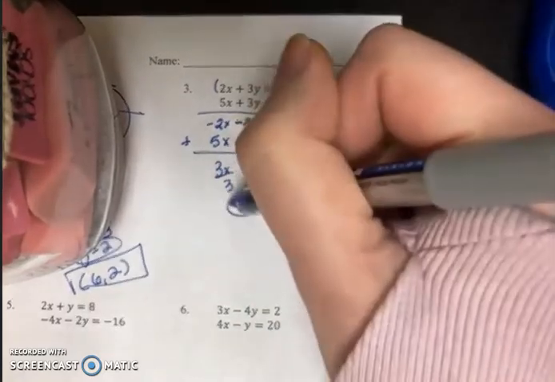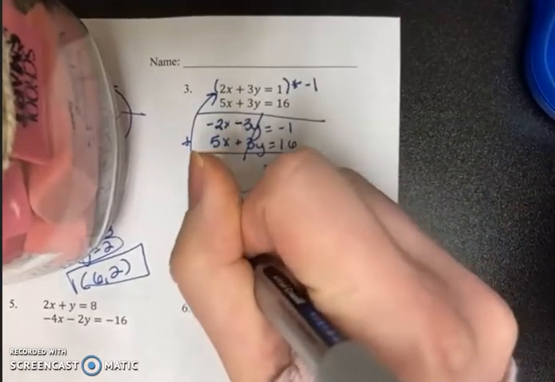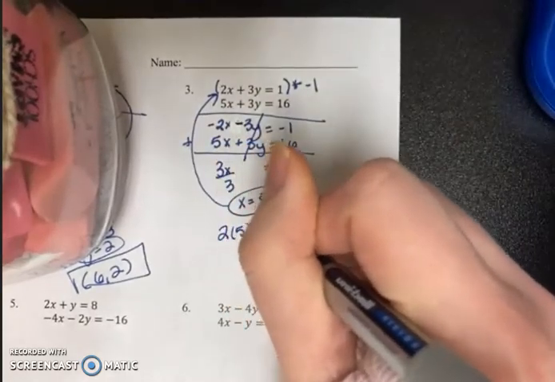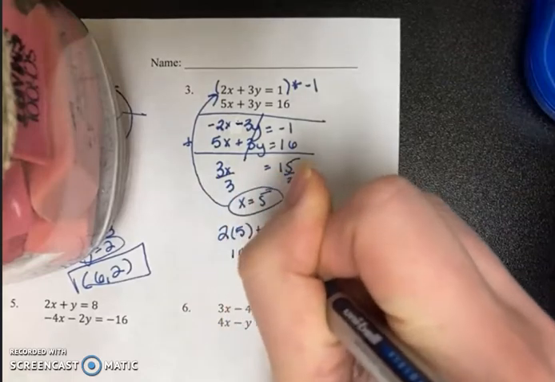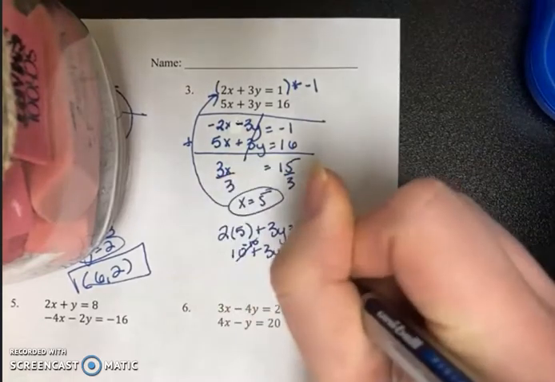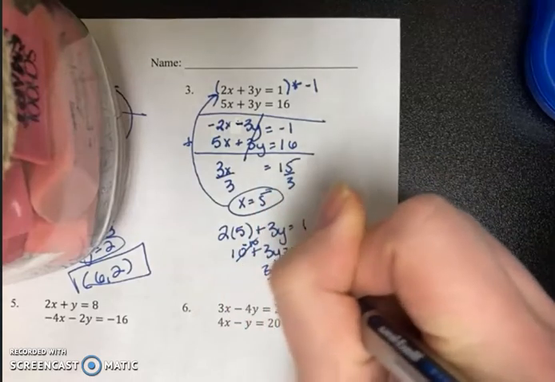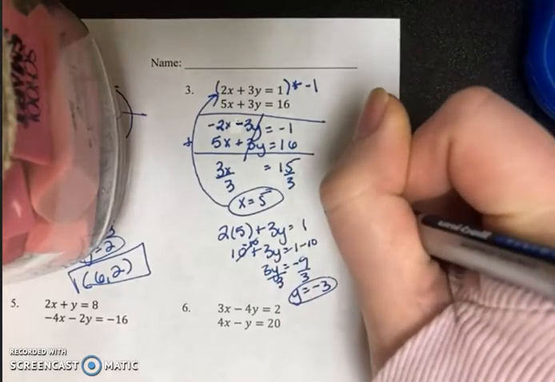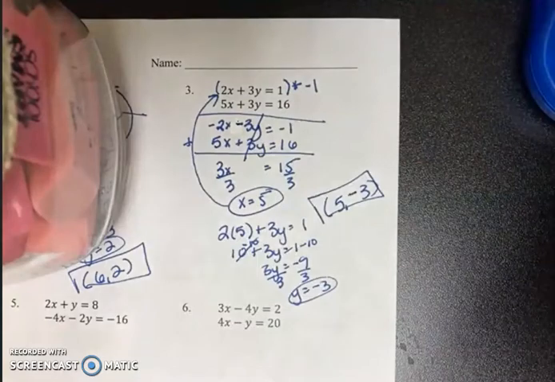You're going to take x and plug it into one of your original equations. It doesn't really matter which one in this case, so I'm just going to plug it into the first. 2 times x, which is 5, plus 3y equals 1. That gives me 10 plus 3y equals 1. Subtract 10 from each side. Gives me 3y equals negative 9. Divide by 3, y equals negative 3. Remember to write your final answer as a coordinate. So 5, negative 3.